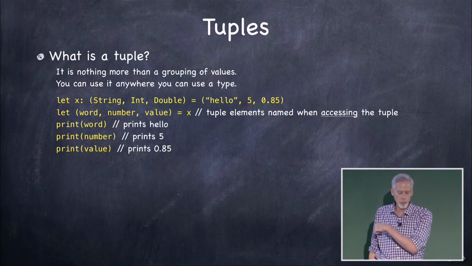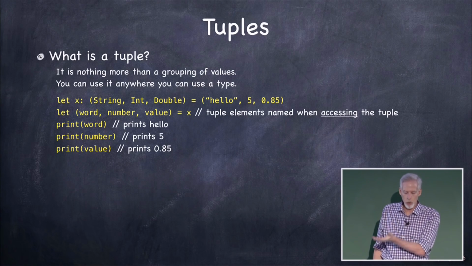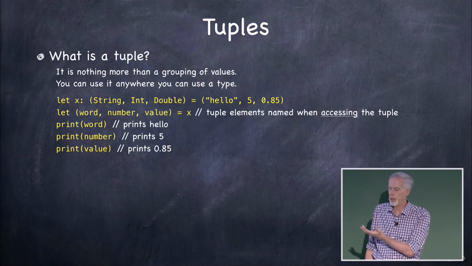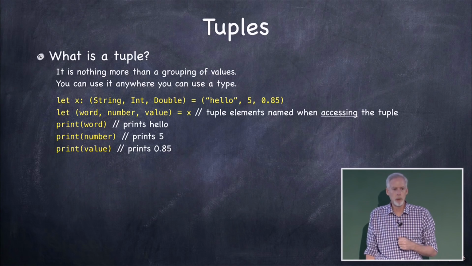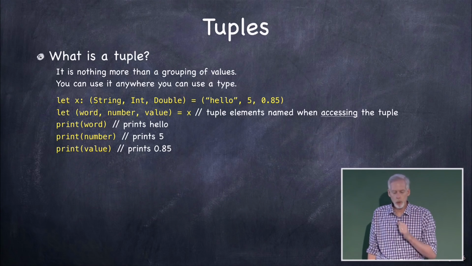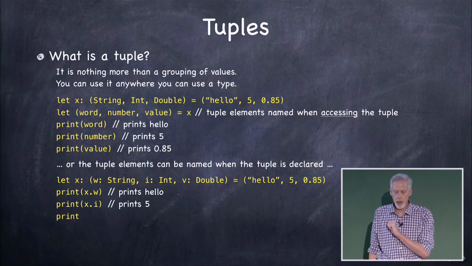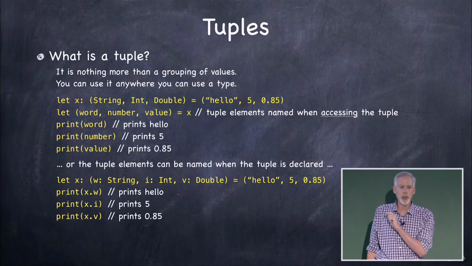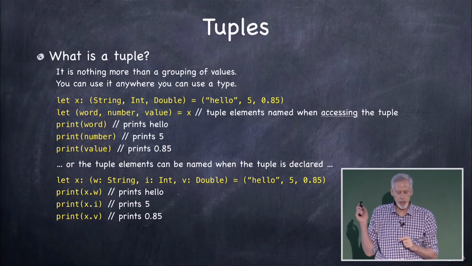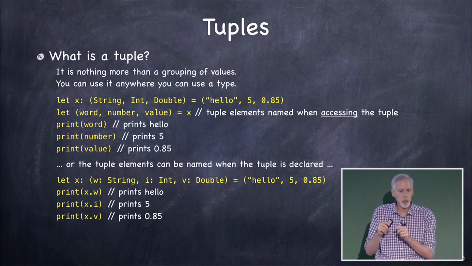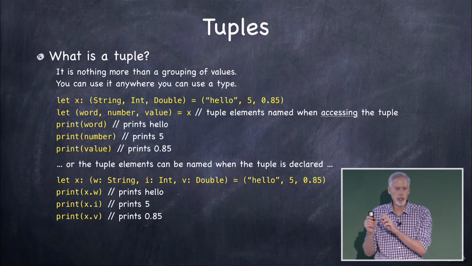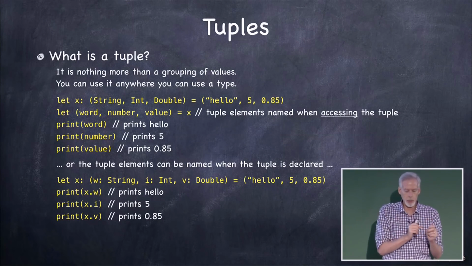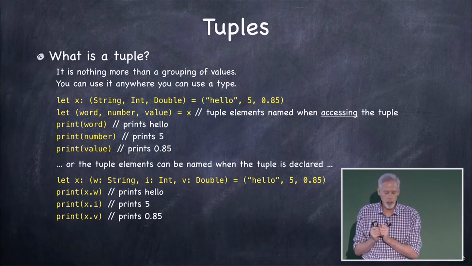So now you could print them out. Print word, print number, print value. Word would be of type String, number would be of type Int, and value would be of type Double. Another way to do it is when you create the tuple, you can name each of the things in the tuple. So here I'm letting x this time be (w: String, i: Int, v: Double). I'm giving the names w, i, and v to the things inside the tuple.